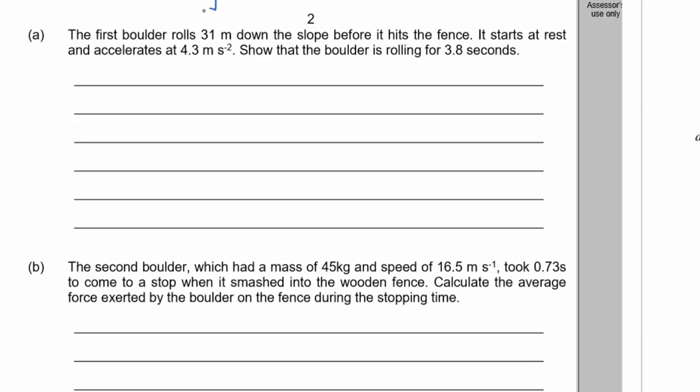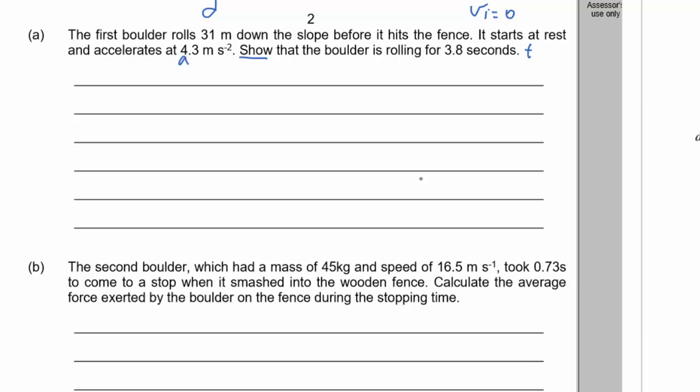So the first thing we think of is that as a distance down the slope before it hits the fence. It starts at rest, so Vi must equal 0, and accelerates at 4.3 metres per second squared. Show that the boulder is rolling for 3.8 seconds. And so the first thing we do is we write down all the variables. So we've got d, Vi, a, and we're looking for a time.